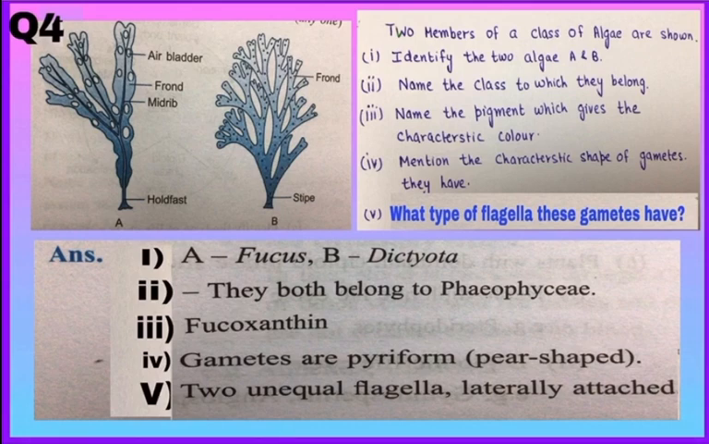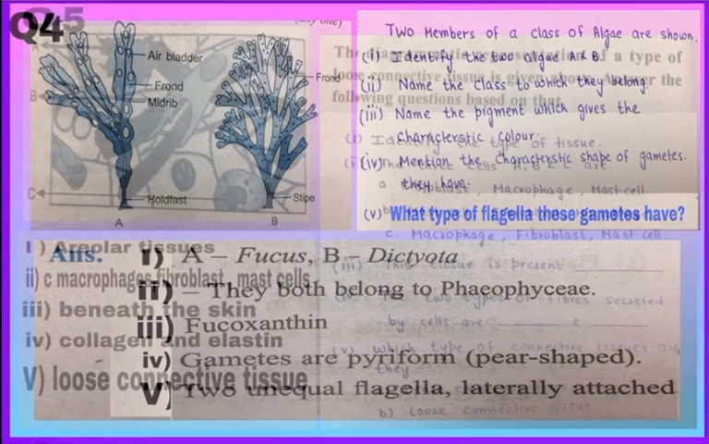Fourth part of the question, mention the characteristic shape of gametes they have. The gametes are pyriform, or you can say they are pear-shaped in these algae. Fifth part of the question, what type of flagella these gametes have? These gametes have two unequal flagella which are laterally attached.